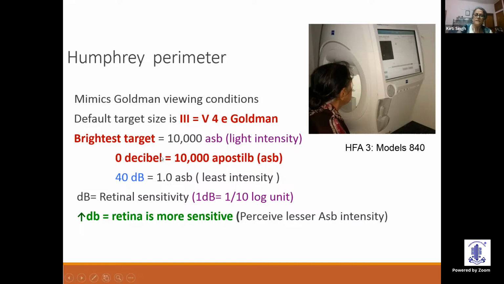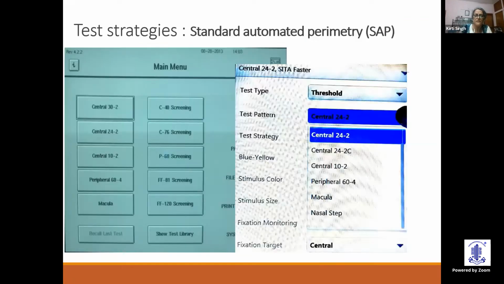So 10,000 apostilbs, the brightest light, is 0 decibel, that is the least sensitivity, and normally 40 decibels is a very good sensitivity, which means 1 apostilb. I'm highlighting this because these are the common questions we ask while interpreting the perimeter: why is it apostilb and decibel. The more the decibels, the more sensitive is the retina, that is, it is able to perceive lesser apostilbs, and the macula has the maximal sensitivity.